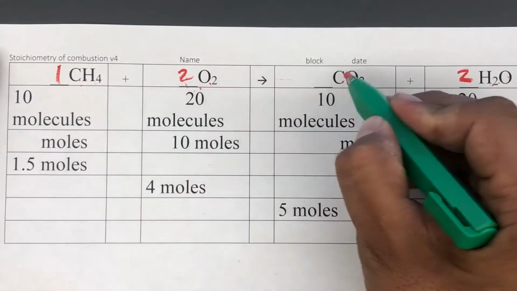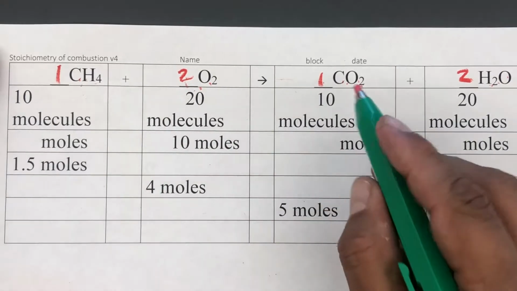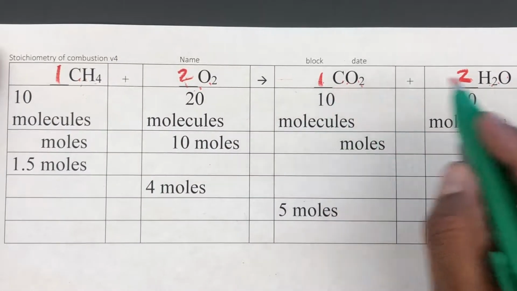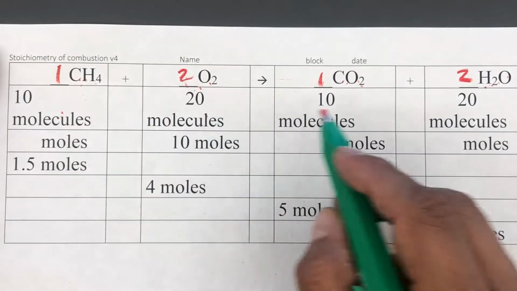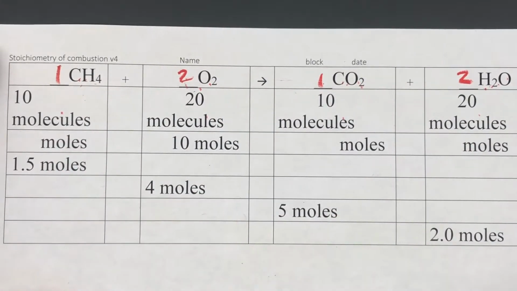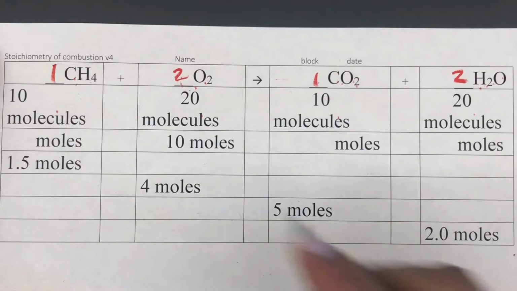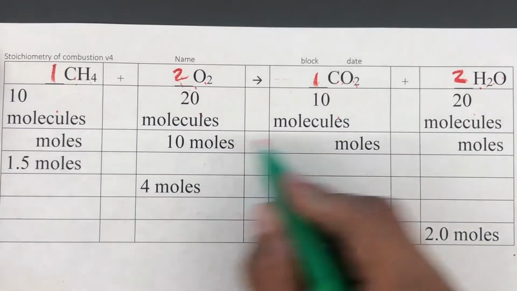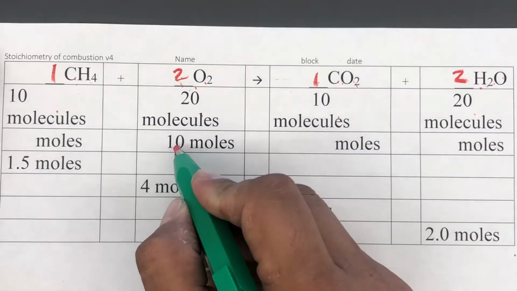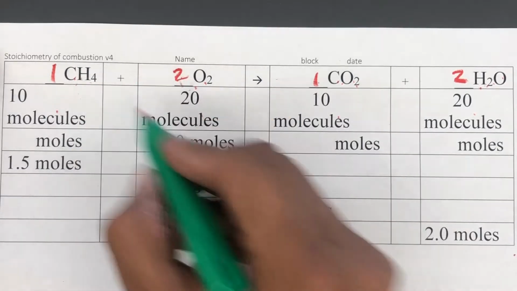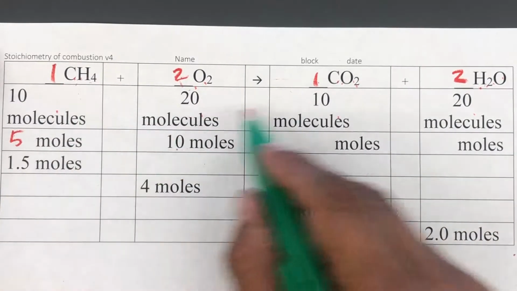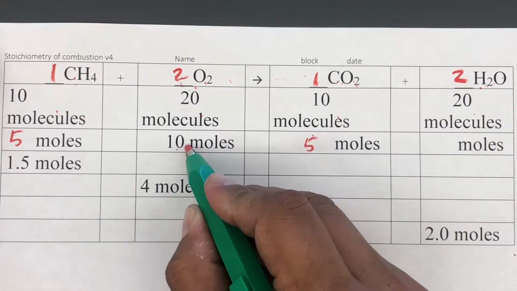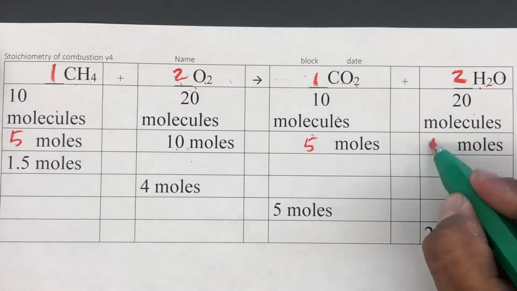For every one of these, it reacts with 2 of these O2 molecules to make 1 CO2 and 2 H2Os. So if I had 10 of these, it reacts with 20, to make 10 and 20. So the ratios are, this is basically a recipe. If we had moles, well, look, 10 moles. It's a 2-to-1 ratio. That should be half. That should be 5 moles, and this is a 2-to-1 ratio, so 5, and it's a 2-to-2. So those two should be the same.